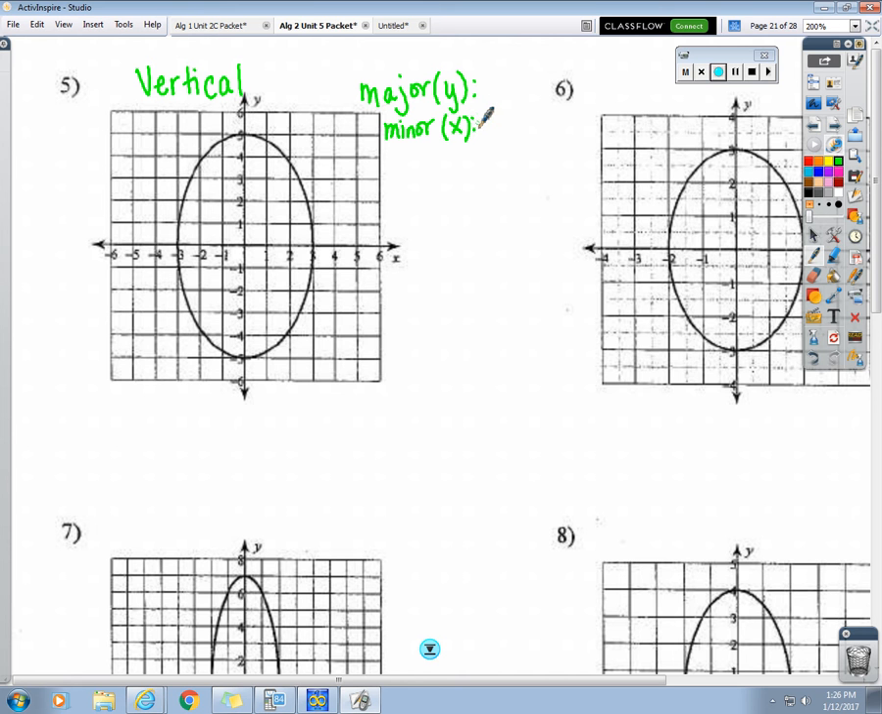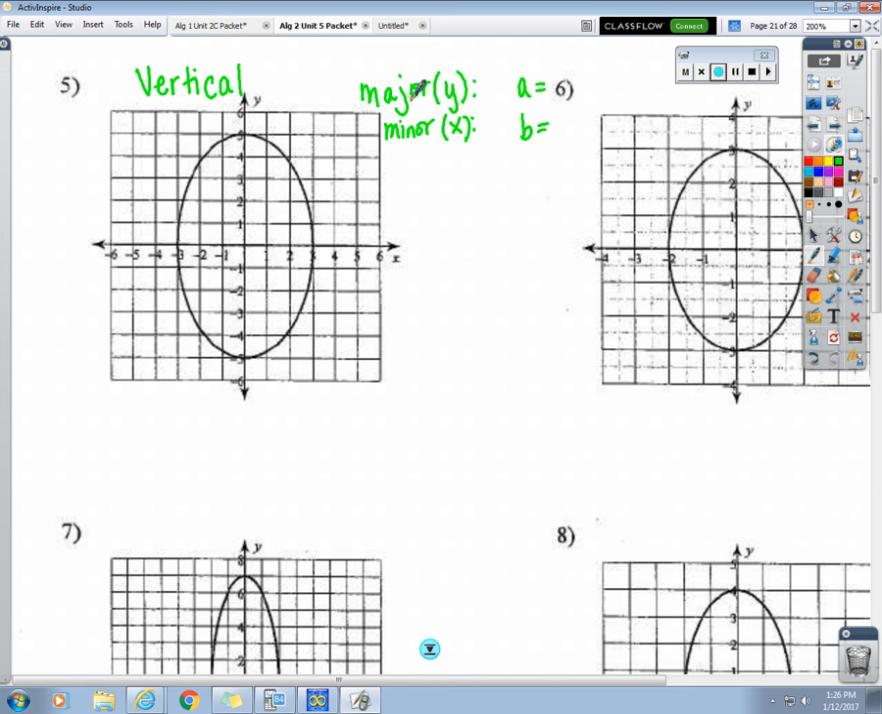Okay, now, isn't the major axis the longer axis within the ellipse? Isn't A the larger number out of A and B? So when you write major, go ahead and write A equals out beside it, and then you'll know that A goes with Y for this equation. And that means B will go with X.